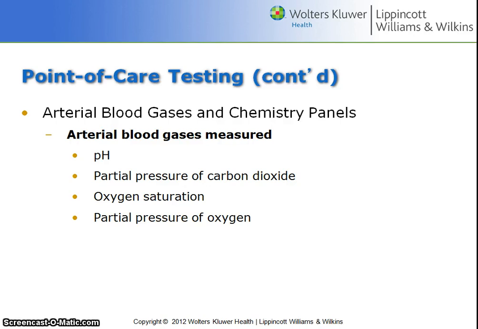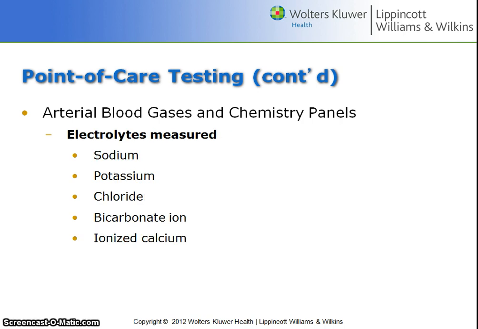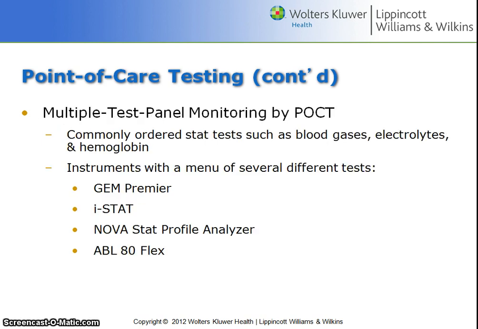Alright, arterial blood gases, chemistry panels. Arterial blood gases measure pH, partial pressure of carbon dioxide, oxygen saturation, and partial pressure of oxygen. This is point of care testing for arterial blood gases continued. The electrolytes that can be measured are sodium, potassium, chloride, bicarbonate ion, and ionized calcium. And these are the devices used.